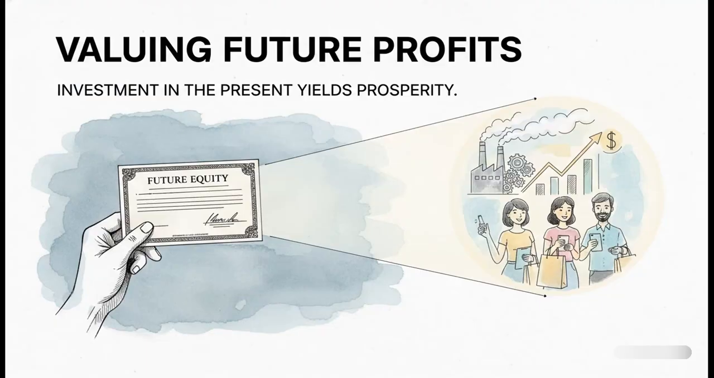So here's the absolute key to understanding all of this. When you buy a stock, you're not just buying a little piece of the company as it exists today. No. What you're really buying is a claim on all the profits that company is expected to make way out into the future. The whole game of valuing a stock is trying to figure out what are all those future dollars worth to me right now.